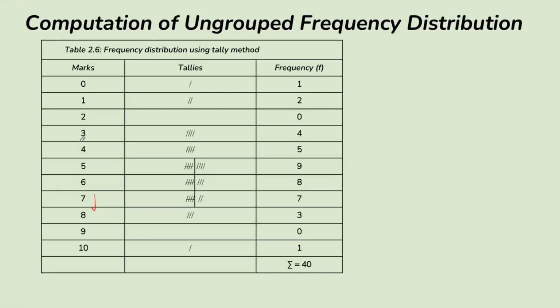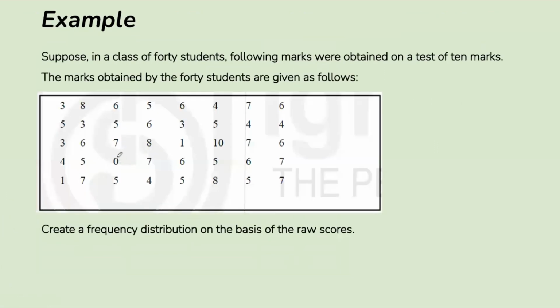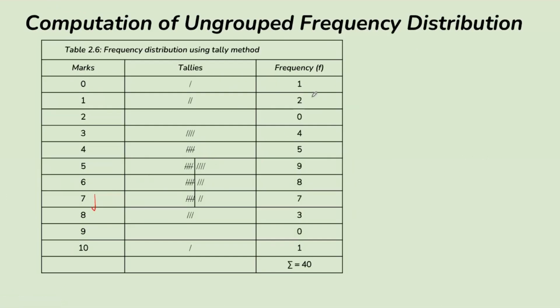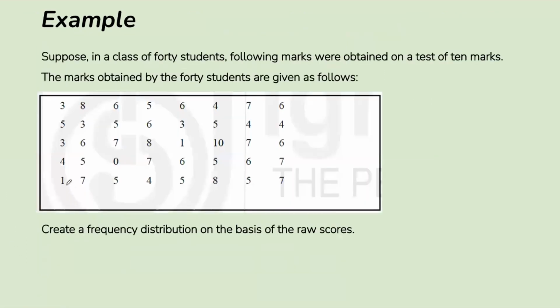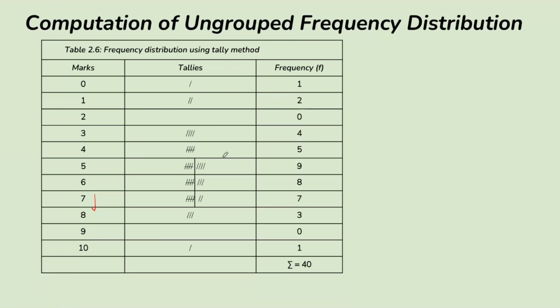For 0 marks, how many students have obtained 0 marks? Let us check. Only one student has obtained 0 marks here. So you would put 1 against the 0 marks. This frequency will be 1. Then how many students have obtained 1 mark? Here you can see 2 students have obtained 1 mark. So you will put a 2 corresponding to 1.